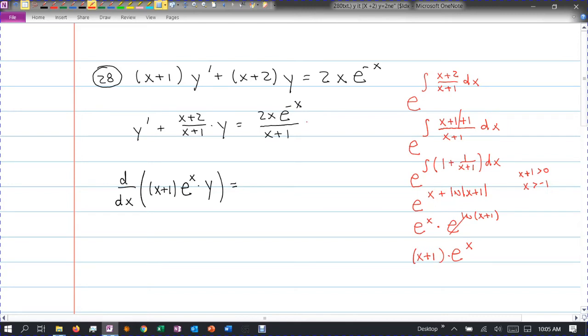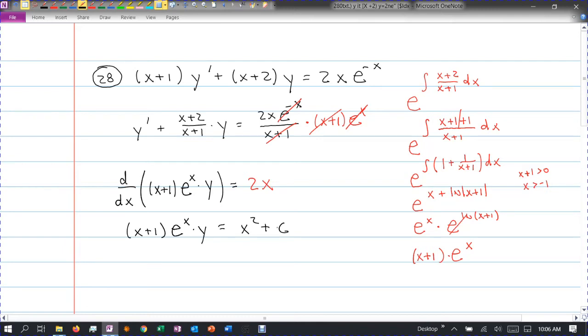All right, so I'm multiplying both sides by x plus 1 e to the x. That's good. These cancel. These become e to the 0, which is 1. So I'm just left with 2x here. Wonderful. Okay, integrate both sides with respect to x. So left side is just this. Right side antiderivative is just x squared plus c.